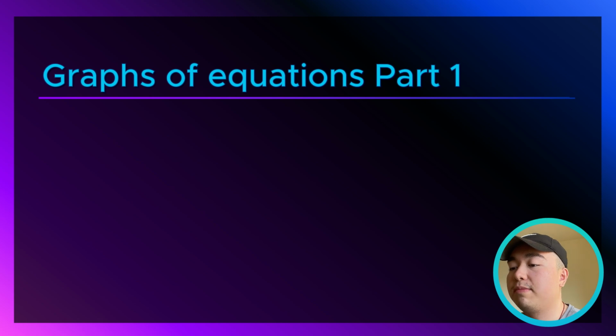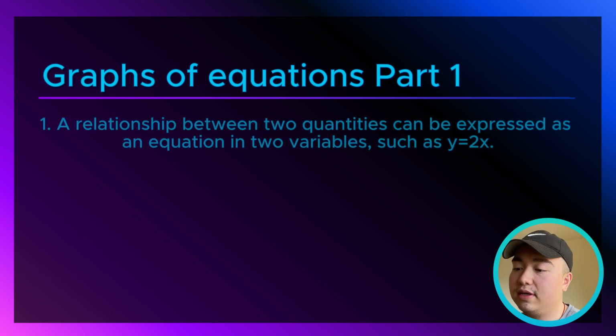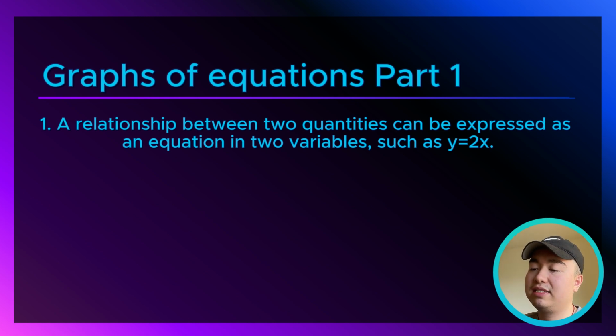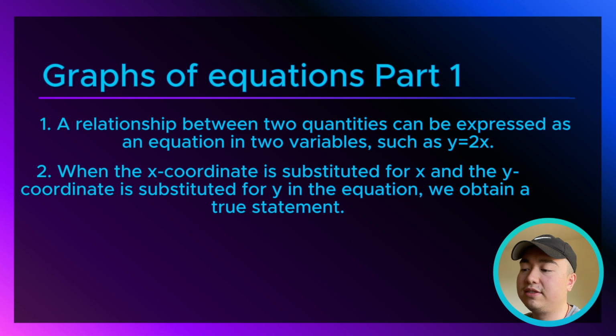So we will now talk about graphs of equations. A relationship between two quantities can be expressed as an equation in two variables. For example, y = 2x. When the x coordinate is substituted for the x value, and the y coordinate is substituted for the y value in the equation, we obtain a true statement.